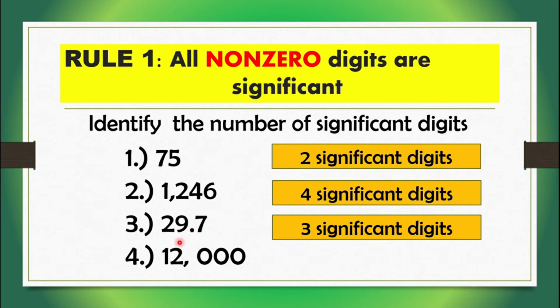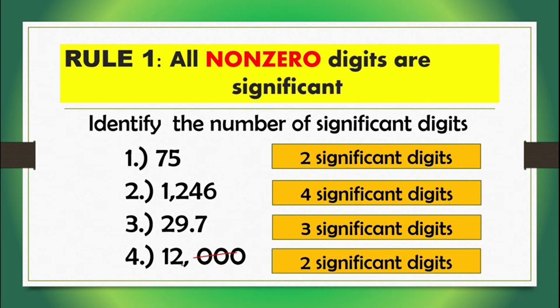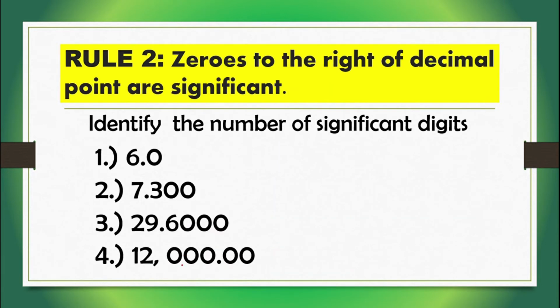significant digits. For number 4, we have 12,000. As you observe, we have here 3 zeros, and therefore, these are not part of significant digits. And so, if we count the non-zero digits, we only have 1 and 2 significant digits. Next, for our rule number 2, zeros to the right of decimal point are significant. Again, these are the zeros to the right of the decimal point.